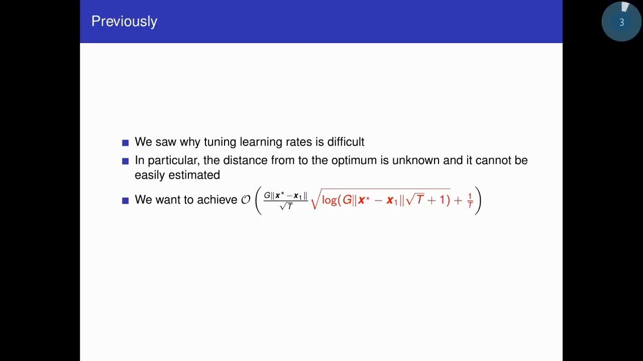Now, remember what we did in the previous part. We saw why tuning the learning rate is difficult. In particular, the key quantity is the distance between the initial solution and the optimal one, which is unknown and cannot be easily estimated. So the only thing that we can aim for is a convergence rate of this form, where you have to pay this additional term because you don't have this information. So what's next? Here we will show you how to obtain this convergence rate without tuning anything, with a new algorithm that is not stochastic gradient descent.